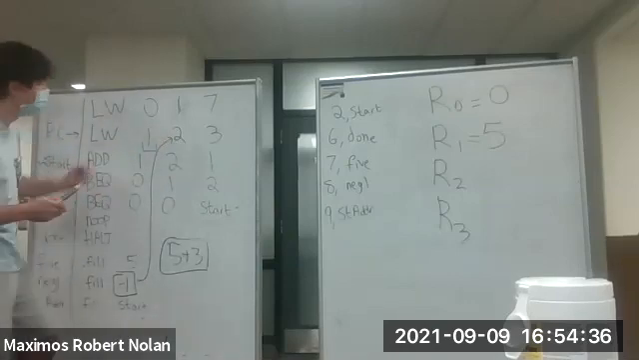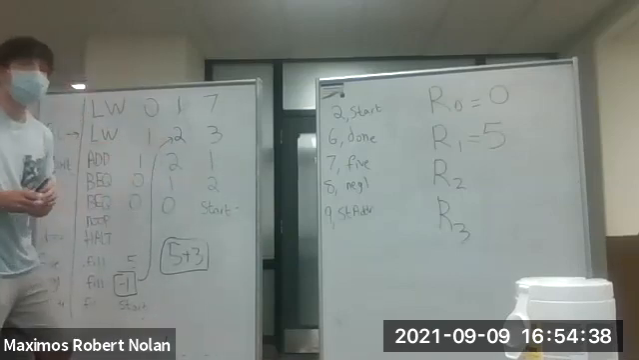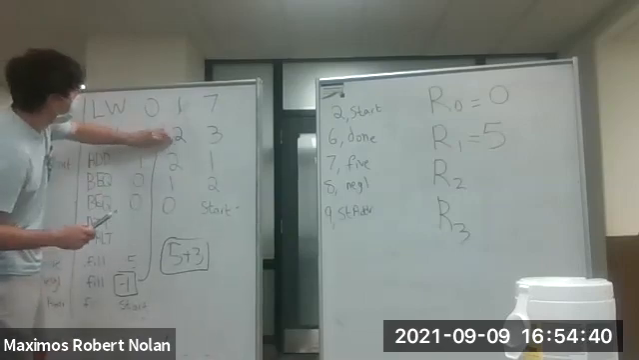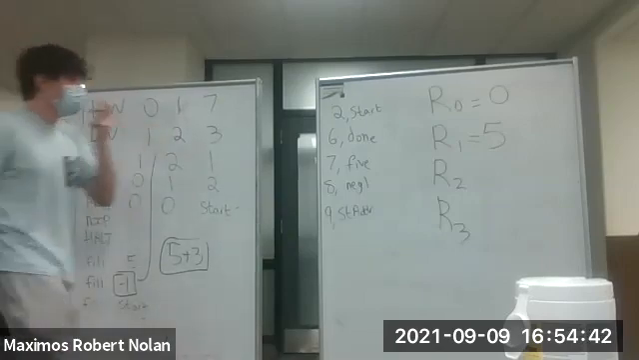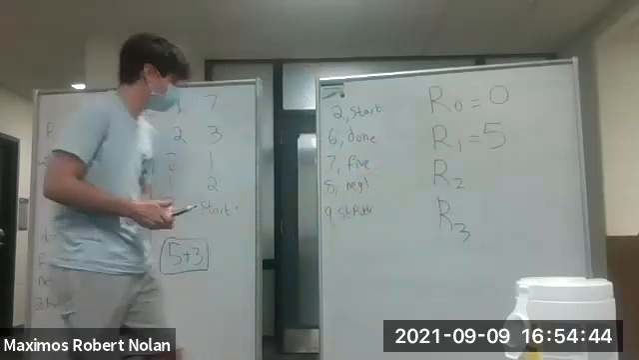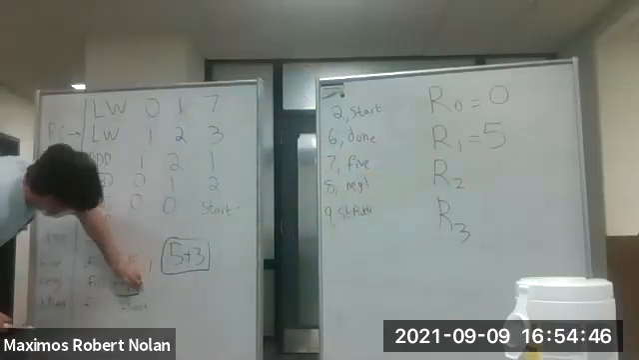Yeah, that makes a lot of sense. Wait, I'm sorry, one more time. Where did you get the 5 from? Yeah, sure. Register 1's value. Register 1's value is going to be 5 right here.